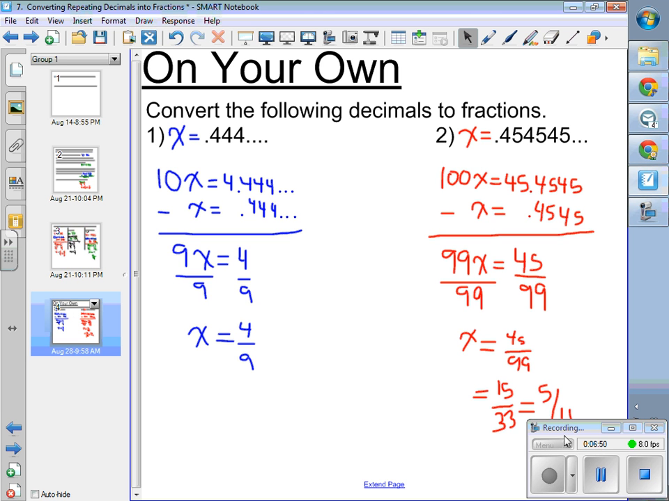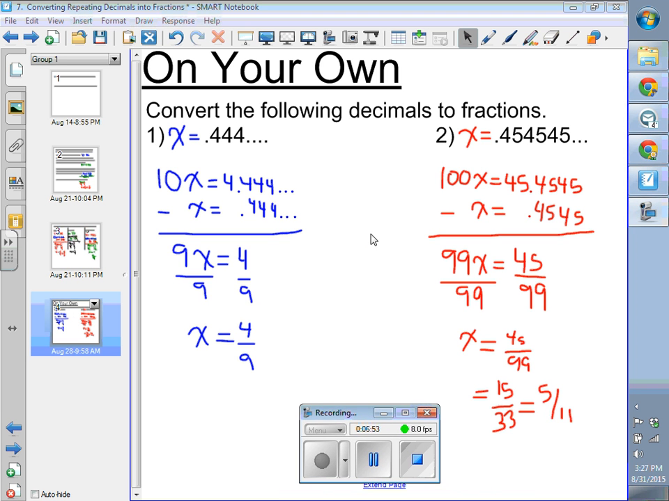Okay, and the last one. We've got to multiply by 100 because we've got 0.45 repeating, 45 hundredths repeating. So we multiply by 100. So we got 100x equal to 45.45 repeating. And we've got x equal to 0.45 repeating. The decimal stuff all cancels out, and we're left with 45 here and 99x here. Okay, divide both sides by 99 to get x all by itself, and we're left with 45 over 99.